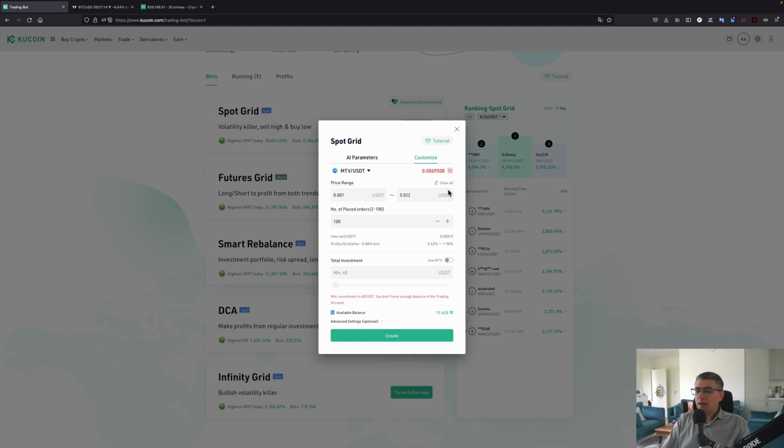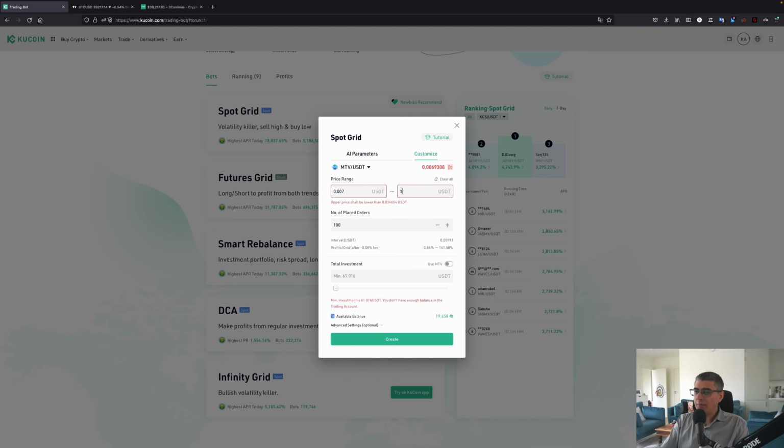Yes, I think this was very important to remember in this case because, let me show you here. If I type in 1, I get a message from KuCoin that the upper price shall be lower than 0.034, right? So I cannot have this higher limit right here. And you will face that if you are 70% down on your investment, then you will have situations when you need to set the price above that and you cannot do it.